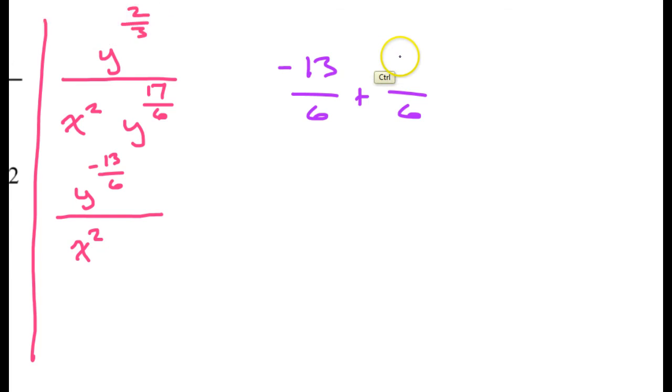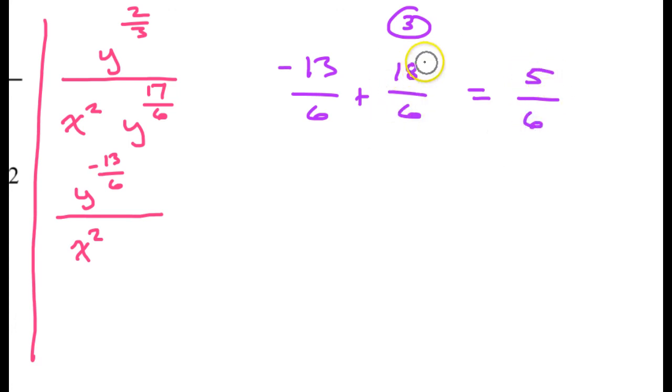What if I did 18/6? Because that's the same thing as 3. This is going to give me a positive number, so I'm going to go with it. Okay, negative 13/6 plus 18/6 is positive 5/6.